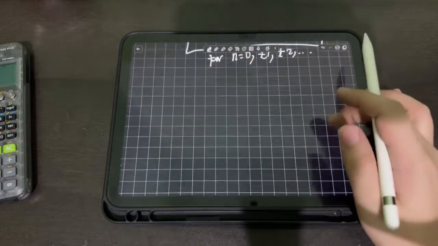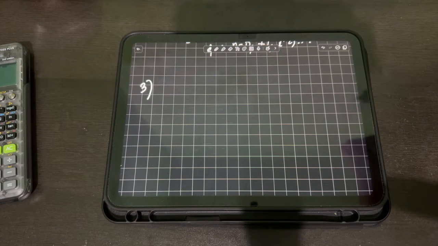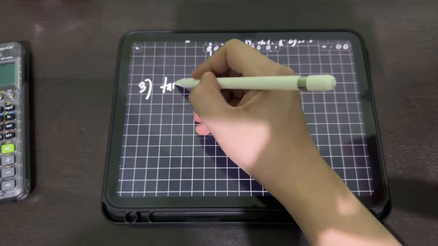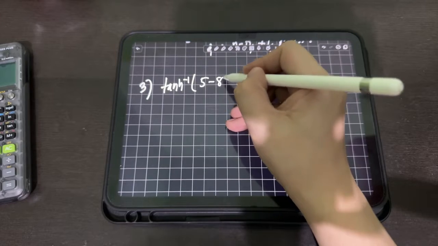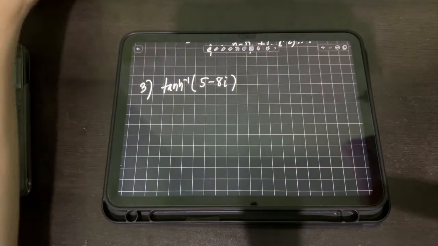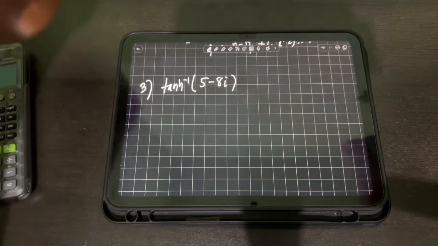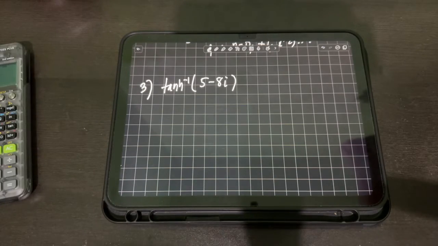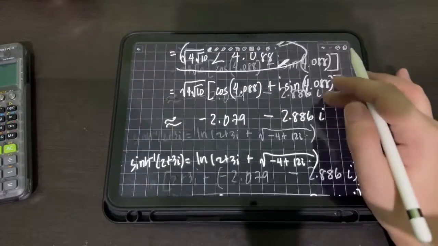Next, number 3. Let's have number 3. What if we have arctangent of 5 minus 8i? Okay, for arctangent of 5 minus 8i, let's check the formula again.